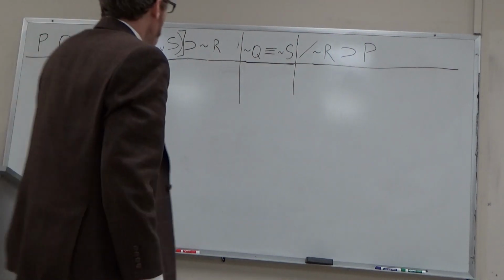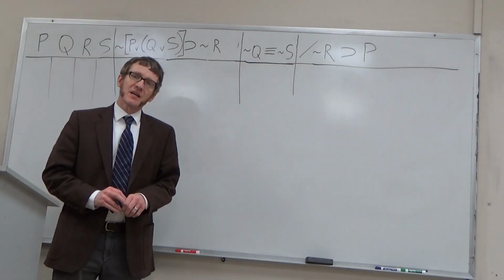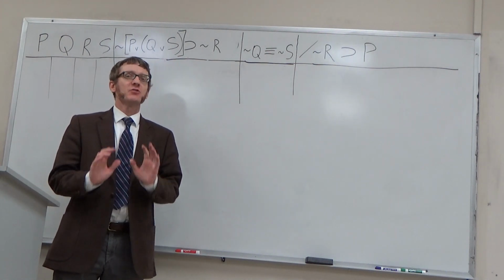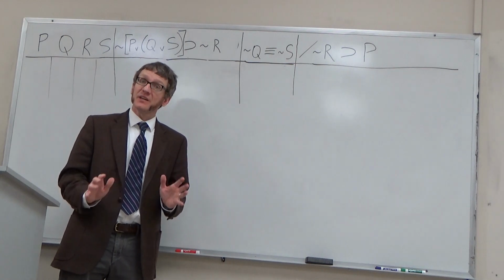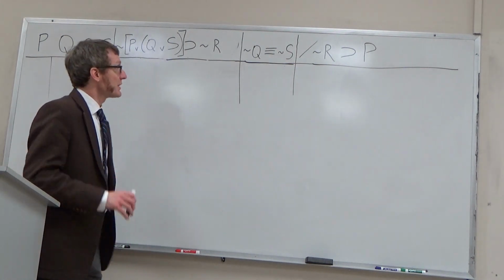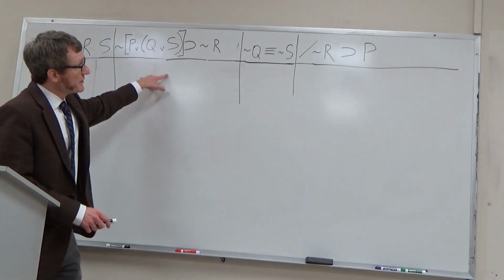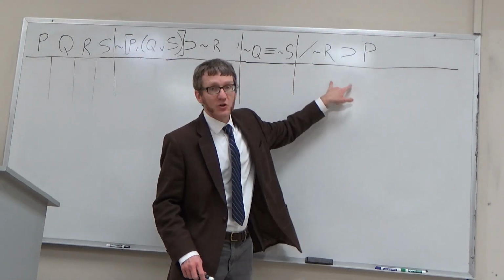All right, logicians. So I want to talk you through another example of how to use indirect truth tables in order to determine the validity of an argument. So here's our argument: premise 1, premise 2, conclusion.